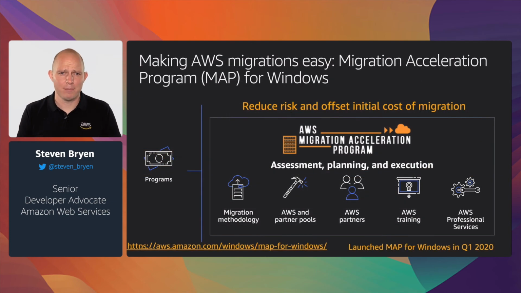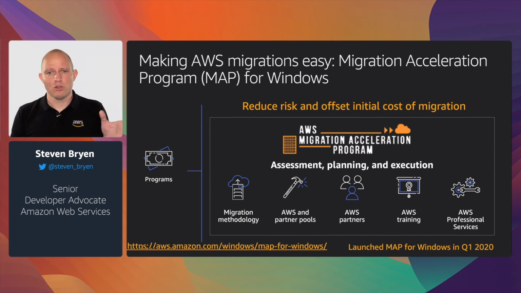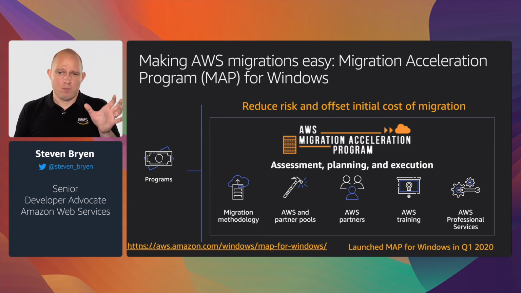We also have a program called MAP, which is our Migration Acceleration Program. We launched this in Q1. You can see the link on the screen here. This is a program that basically has a framework, and it provides enhanced incentives to offset the initial costs of your large-scale enterprise migrations to AWS. So you can apply for more information there on the website, but we work with partners to help you accelerate that migration of your Windows workloads to AWS, and there are some incentives available for large customers there as well.